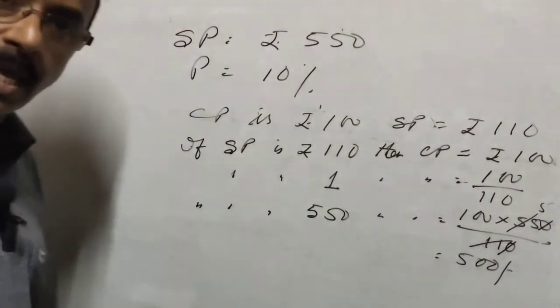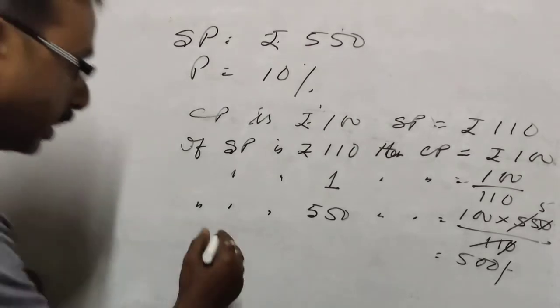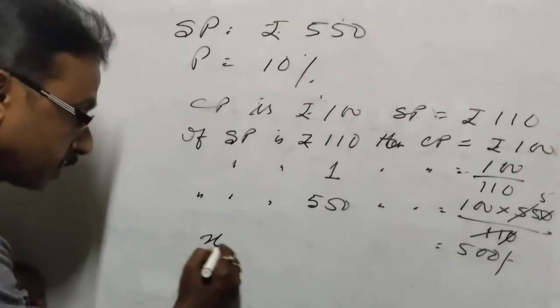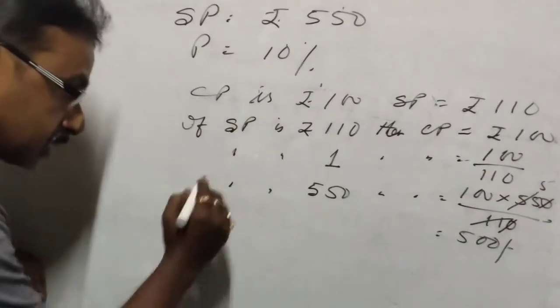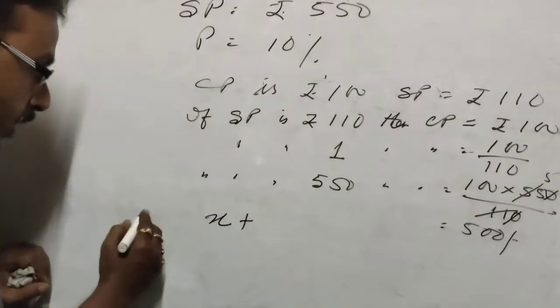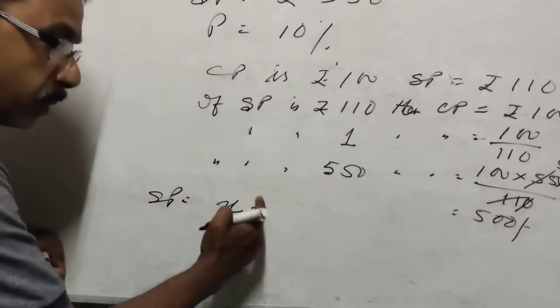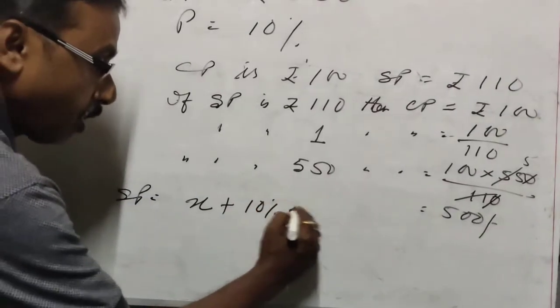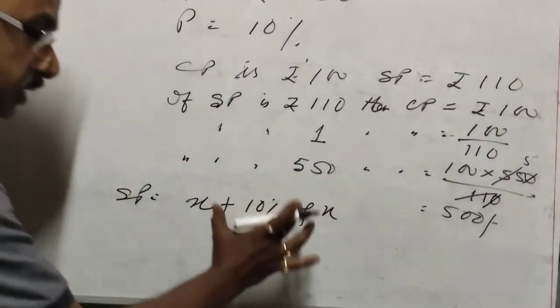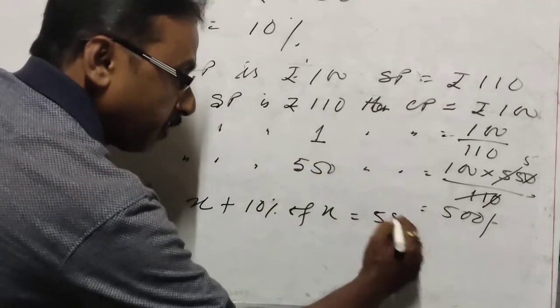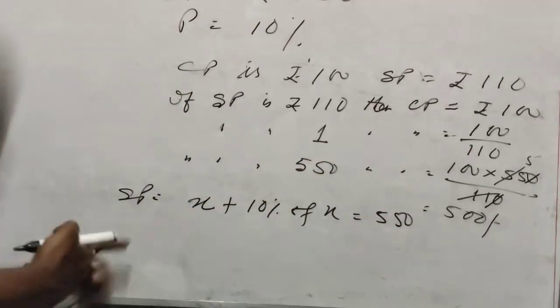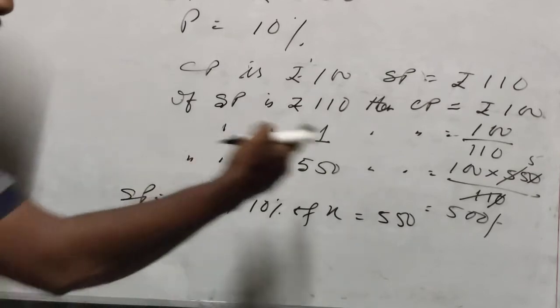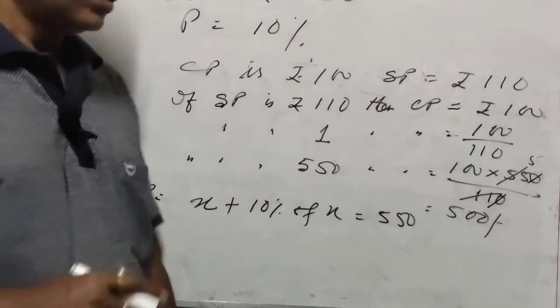Or by assuming x also we can do this. Suppose CP be rupees x, then what is SP? CP is rupees x, then SP will be x plus, SP is CP plus profit, x plus 10% of x. Now this is given as how much? 550. So from here if we find out x, then also it will be 500.